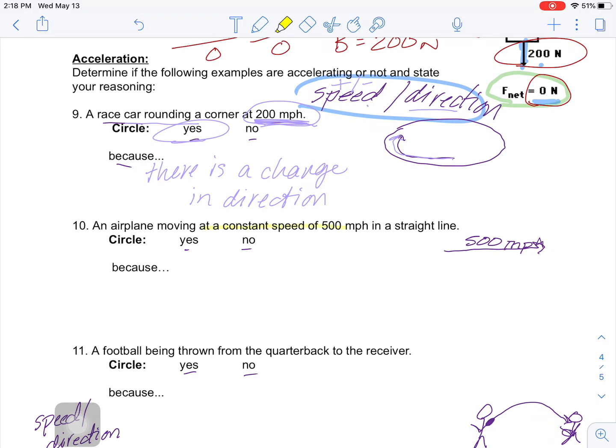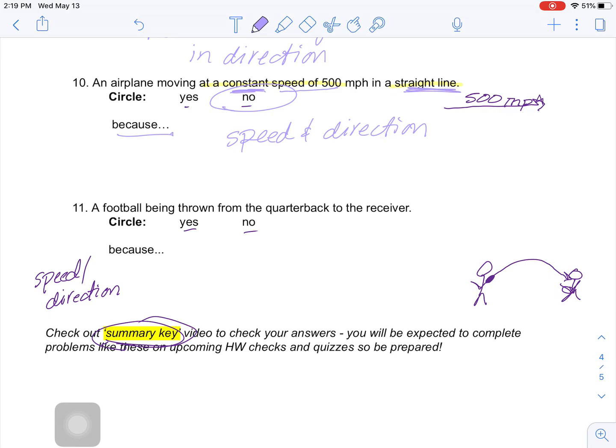Here I've got airplane at a constant speed of 500 miles an hour in a straight line. So I'm looking at both factors, speed, unchanging, direction, unchanging. This is going to be a no. No acceleration because no change in speed, no change in direction. Make sure you got those keywords in there, speed and direction, in your explanation.